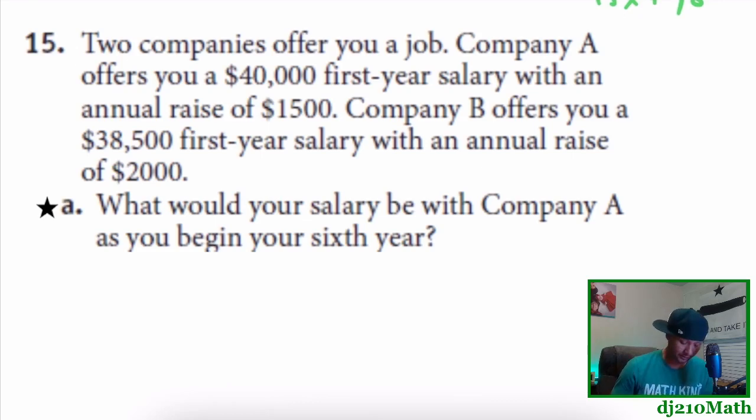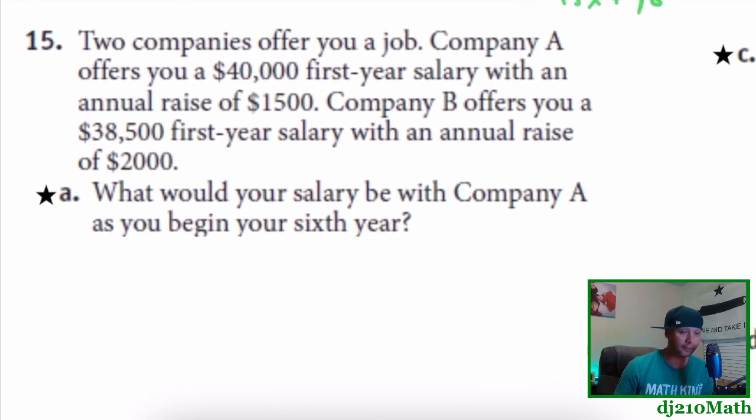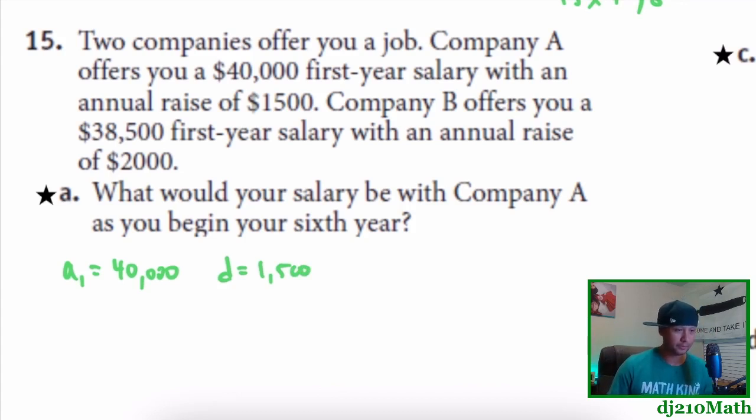All right, yeah, this is for sure a practical use of this problem here. So we're starting off, so a sub 1 is going to be 40K. The difference from year to year is 1,500, right? Because it's going up. It's increasing 1,500 every year. And we want to know, what would the salary be as you begin your 6th year? So n is equal to 6.